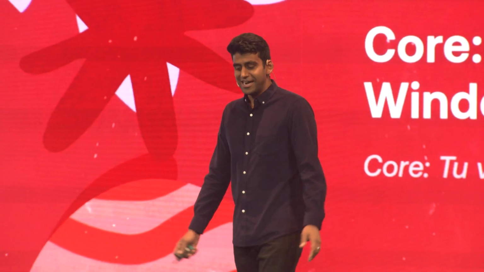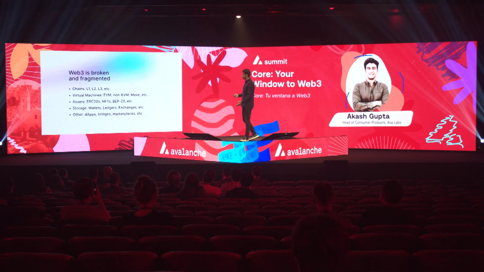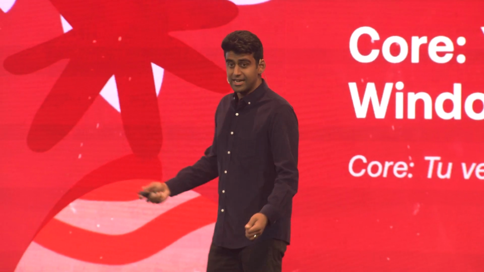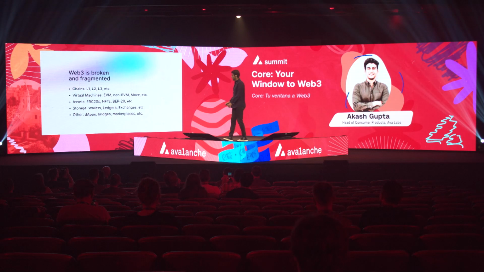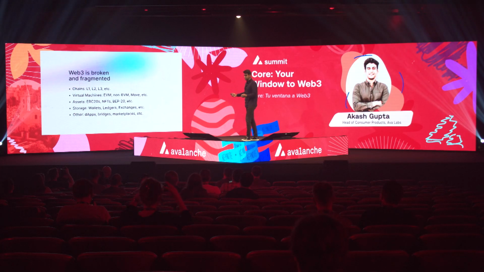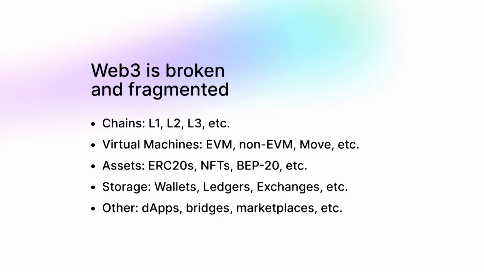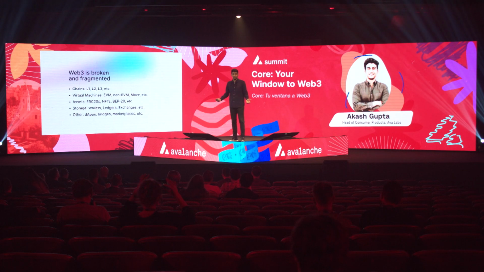So not to start on a bad note, but Web3 today is the wild, wild west. It's extremely broken, it's extremely fragmented, and it's extremely frustrating, intimidating, and clunky, right? We have multiple chains, we have L1s, we have L2s, now we even have L3s. We have multiple types of VMs. There's the EVM, the non-EVM, the Move VM. There are different asset types. There are different storage devices across wallets, ledgers, exchanges. I mean, I'm getting tired just talking about it with you guys, right?